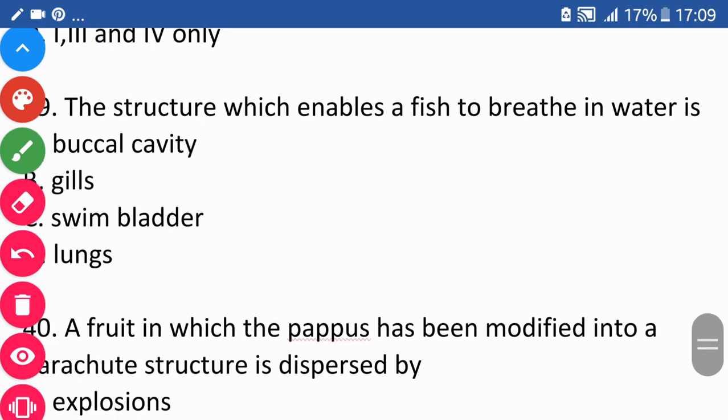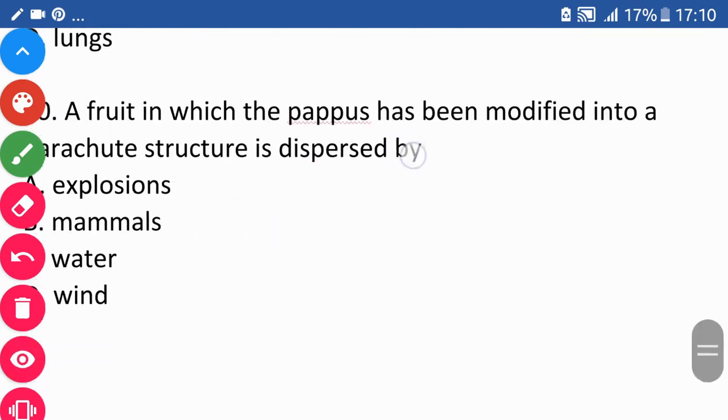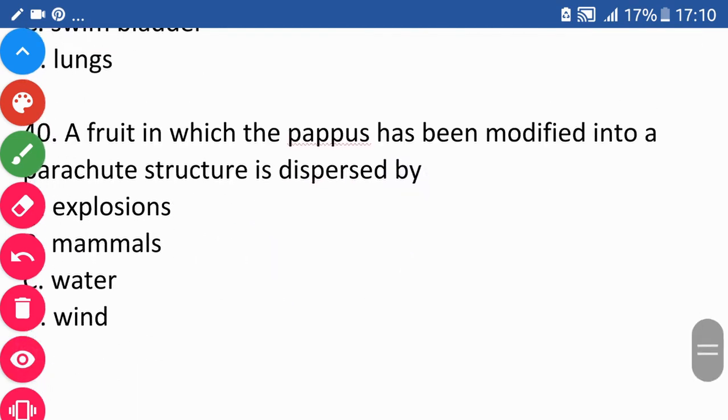The next one. The structure which enables a fish to breathe in water is called gills. The last question. A fruit in which the purpose has been modified into a parachute structure is dispersed by wind. If it has a parachute, then the wind can blow it.